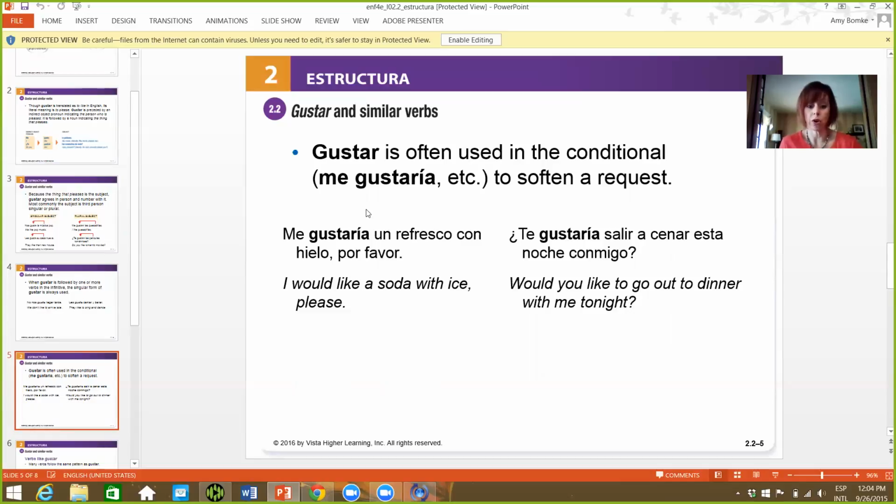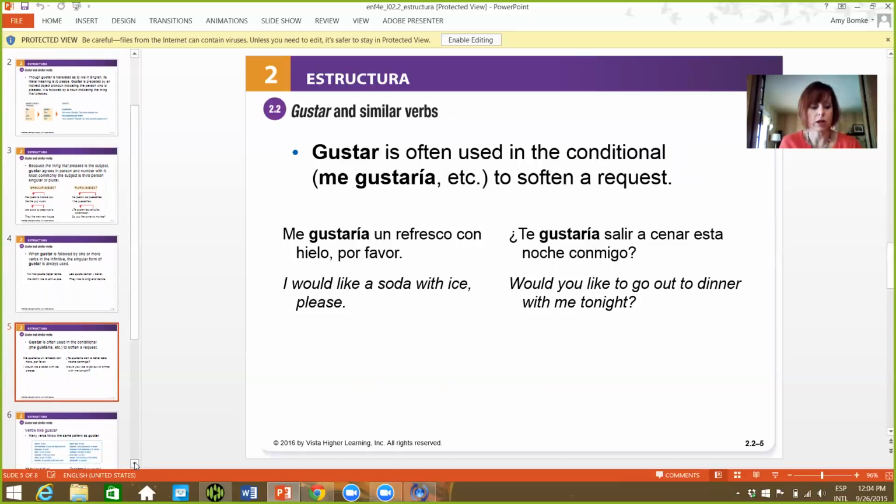So, me gustaría un refresco con hielo, por favor. I would like a soda with ice, please. So you can use it in restaurants. It's just a nicer way of saying I would like something instead of saying I want something. So that is one of the points that I wanted to hit.